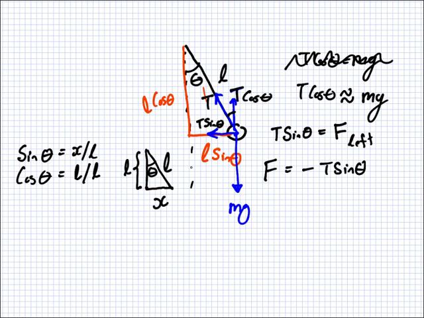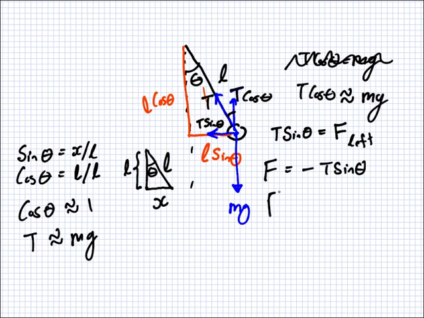Yeah? But we've just said that we're not considering the up-down motion. We know it moves up and down, but we're imagining it doesn't. It's just going like this. Yeah. So we say that cos theta is roughly equal to 1. Okay. So that means that T is roughly equal to mg by using this formula.